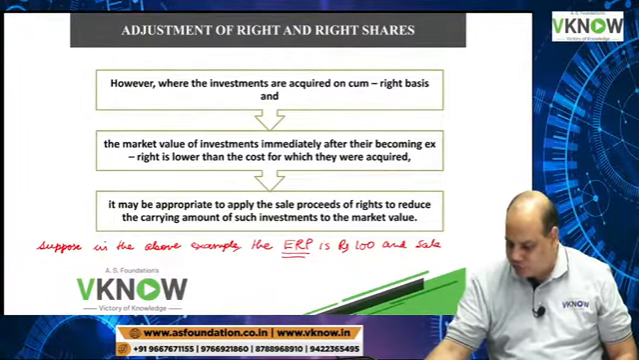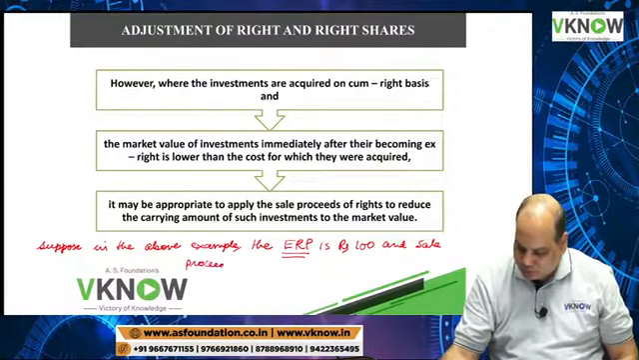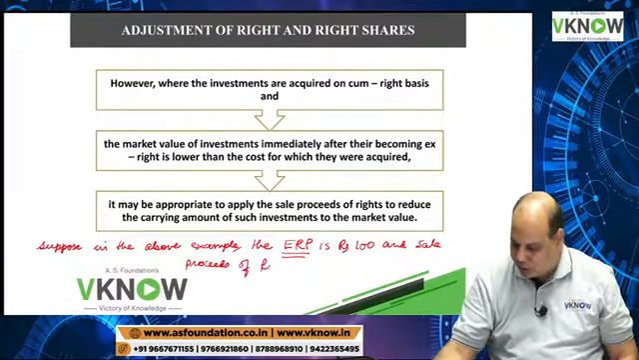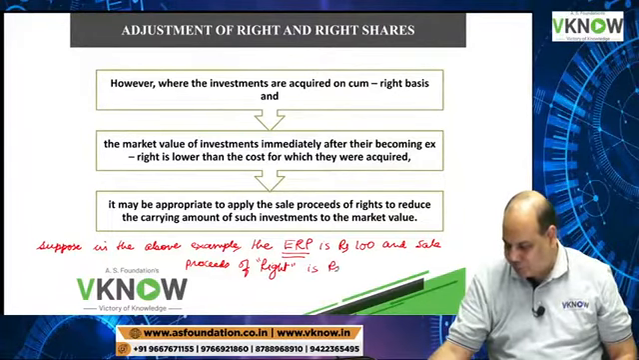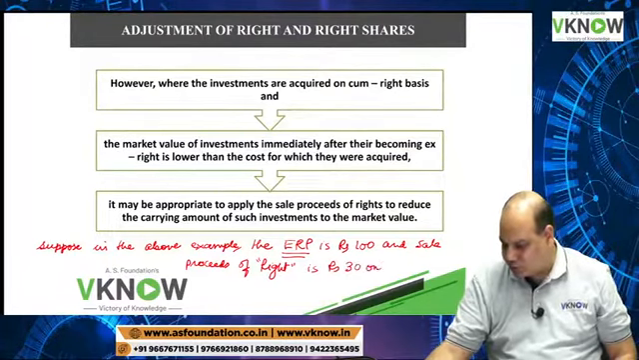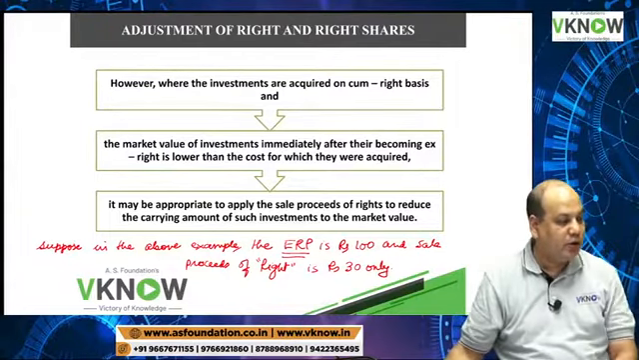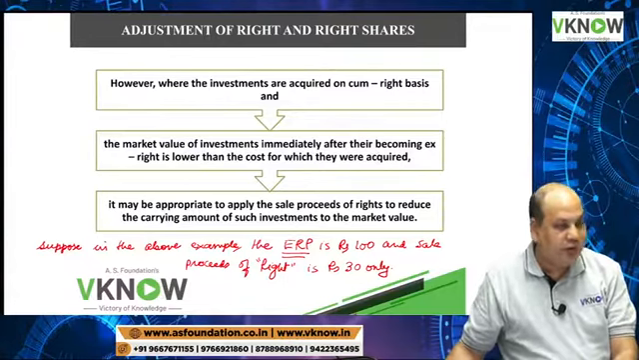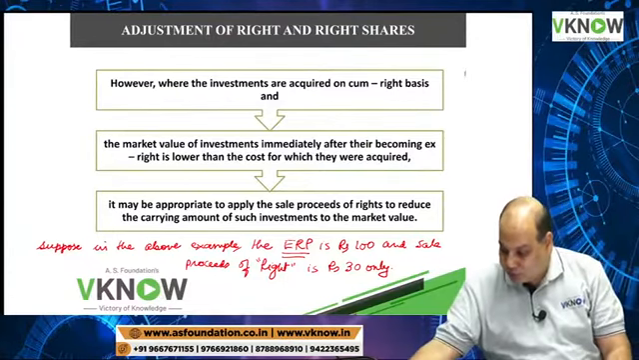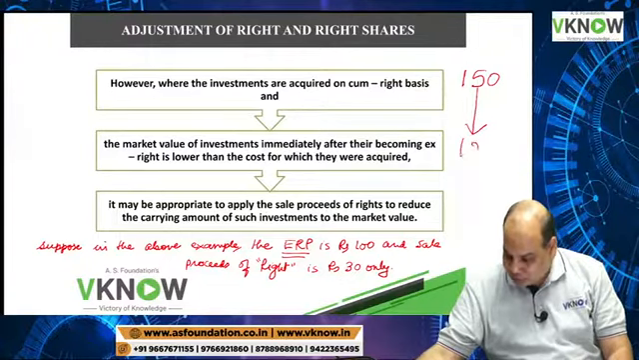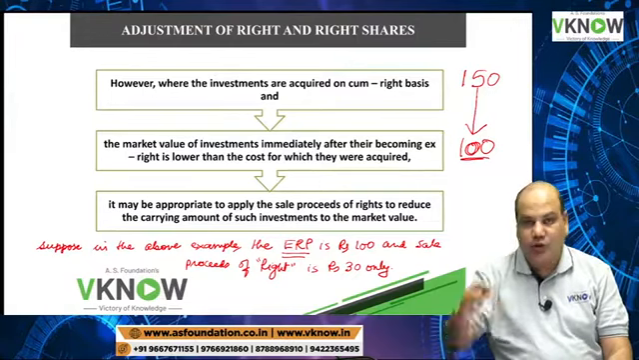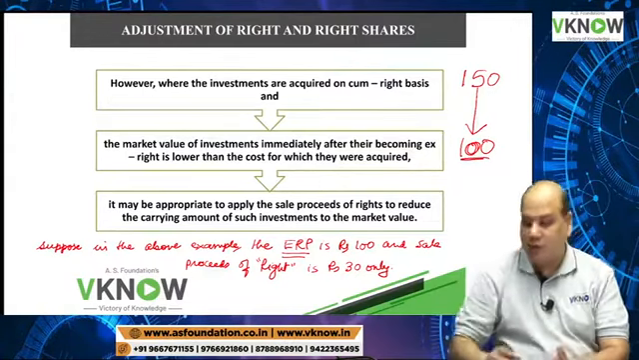and sale proceeds of right is rupees 30 only. So understand, cum-right price is 150, ex-right price is 100. So there is a drop in the share price by 50 rupees.